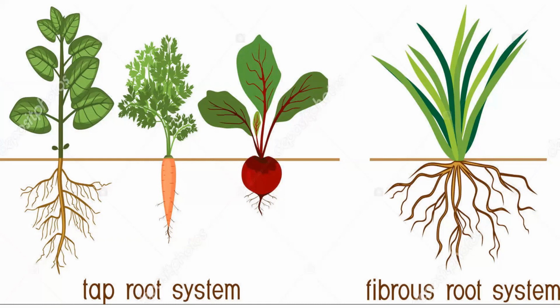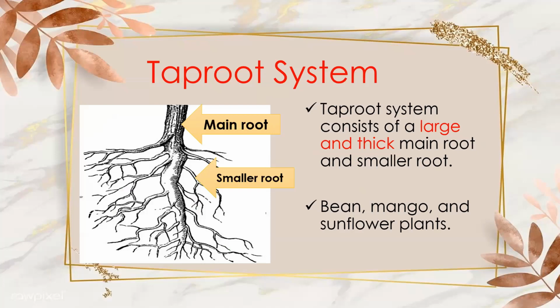We will talk about the two root systems. Okay, so the taproot and the fibrous root system. Okay, so taproot system consists of a large and thick main root and smaller roots. Okay, so look at the picture of taproot system. It has a main root and smaller roots. So examples of plants that have taproot system are bean, mango, and sunflower plants.